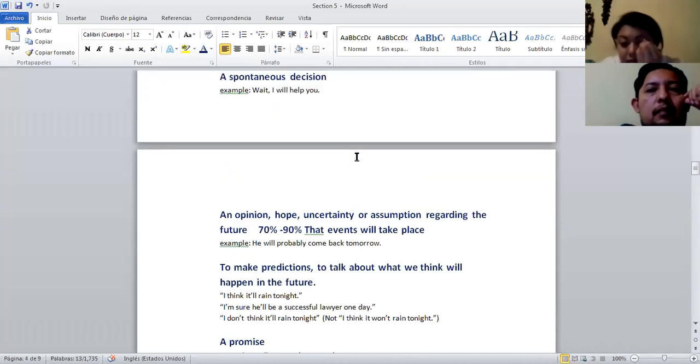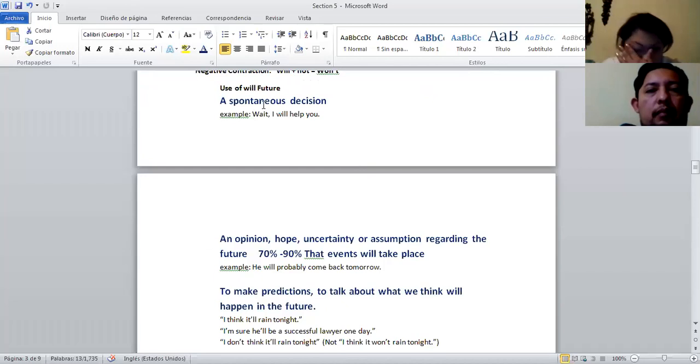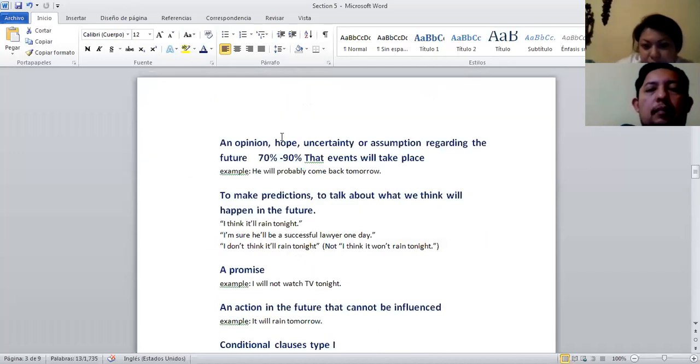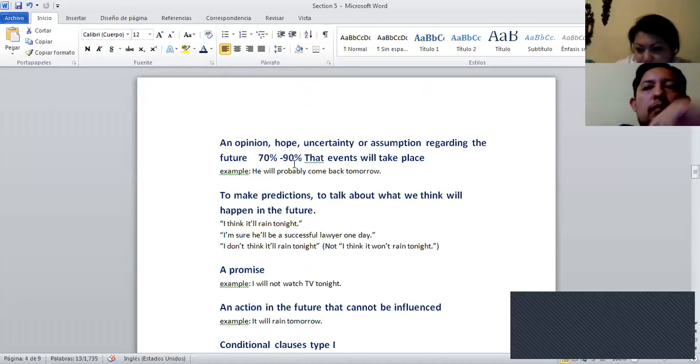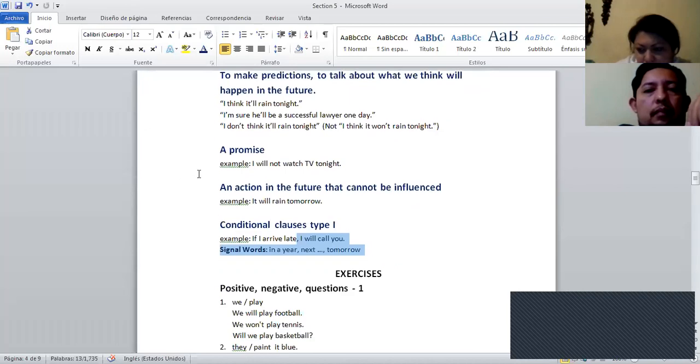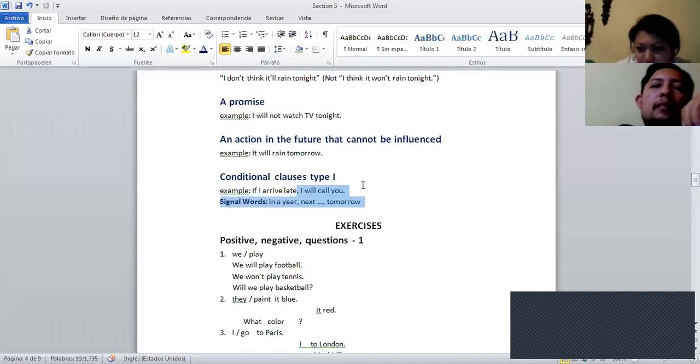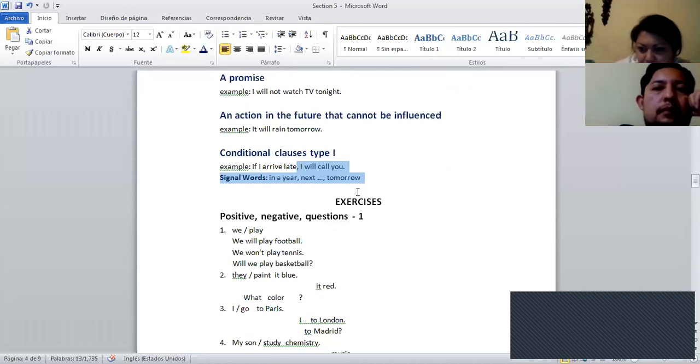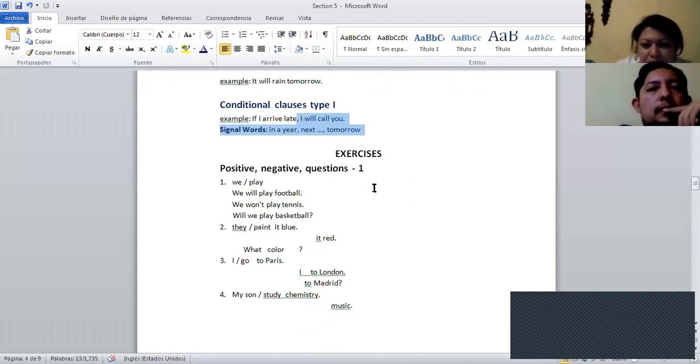Repeating, okay? We use will to express a spontaneous decision. Things that come up from your mind at the moment of speaking. Okay, opinions, hope, uncertainty, or assumption. So that is 70 to 90% of certainty. So not sure. To make predictions, to make a promise, and to make conditionals. Okay? Let's go to the exercises. Right now, we are going to do exercises regarding the structure.